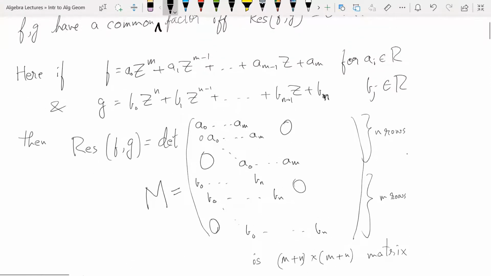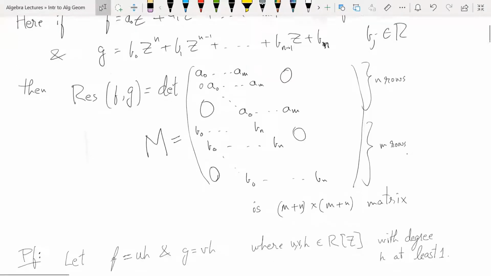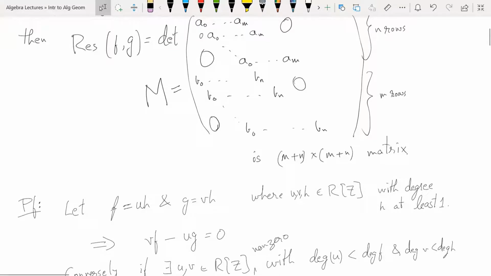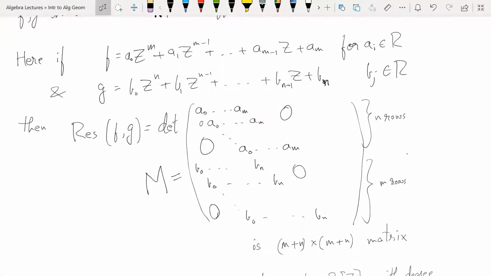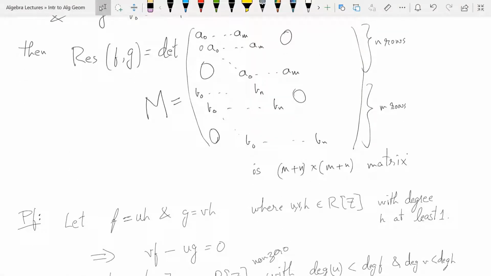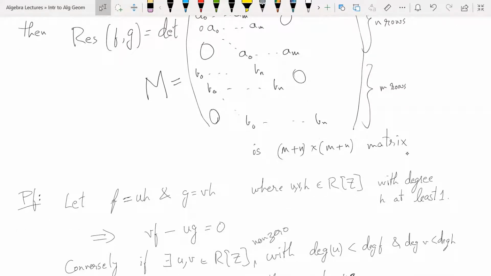And yeah, so I'll give you a proof. The proof I gave in last class had some errors. So let's see the proof. Yeah. So suppose first that f and g have a common factor h. So let f equal u times h and g equal v times h, where u, v, h are in R[z] with degree of h at least 1. Yeah, so that's what common non-trivial factor means. Then if I multiply v times f, you get uvh, and if I multiply g with u, then also you get uvh. So if you take their difference, you get 0.